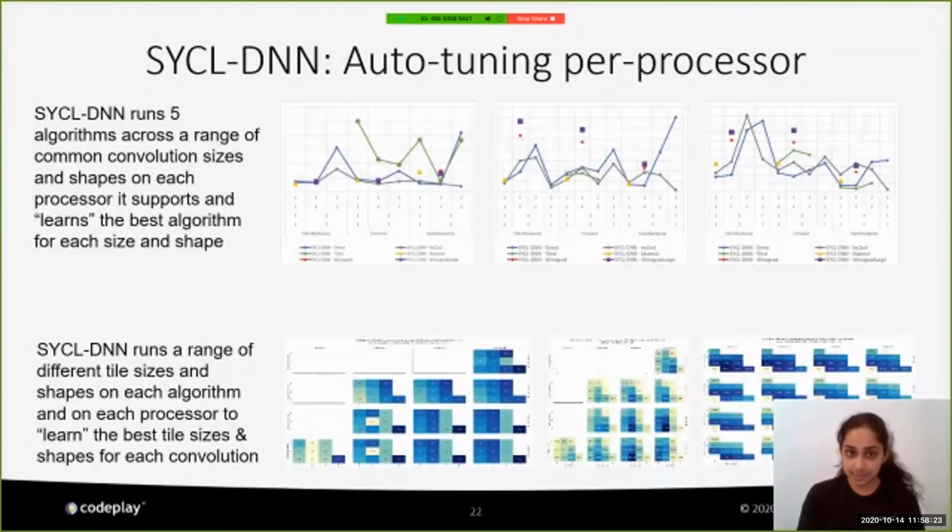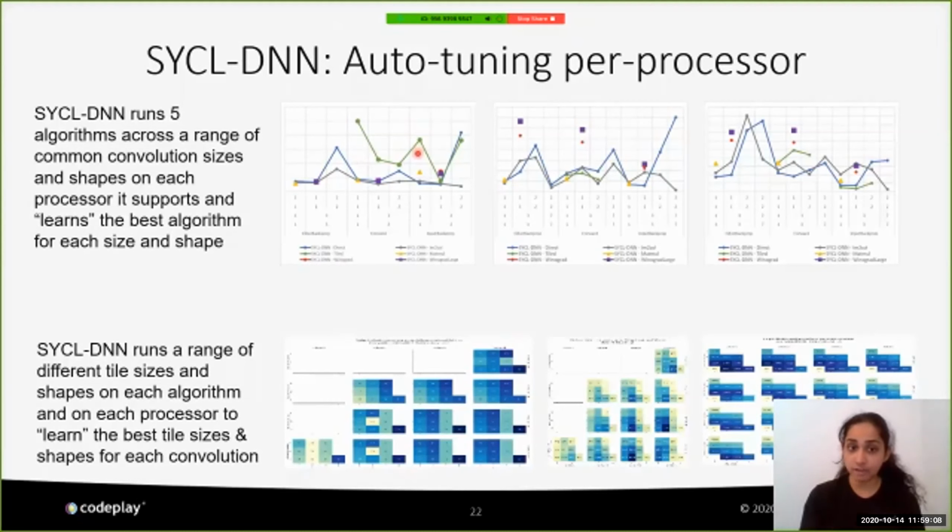In this slide, we try to understand how SYCL-DNN does auto-tuning per processor. The first 3 graphs represent different convolution algorithms. Convolution is one of the operations that is very commonly used in deep neural networks, and we can use different algorithms to represent this convolution operation. So in this case, we use 6 different convolution algorithms, including direct, Winograd, tiled, IM2-call, matrix multiplication, and the commonly used convolution shapes, and then see how a particular processor responds to each of these convolution shapes and the algorithms.